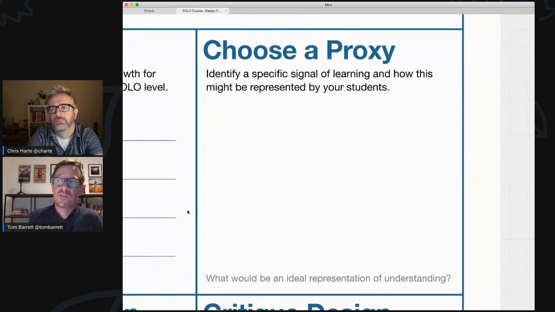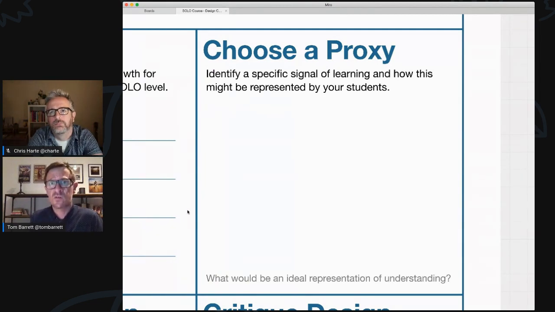Choose a proxy. So we've learned about what this is, a representation of understanding or a representation of learning. What is it that you're going to pay attention to in the classroom? What is it you're looking for? Remember, this is a design canvas. So this is you designing these things, thinking carefully through the choices that you're making. How are you going to create the opportunity for a student to represent their learning? What's the specific signal of learning that you're looking for? And so you're choosing a proxy here, whatever that might be.